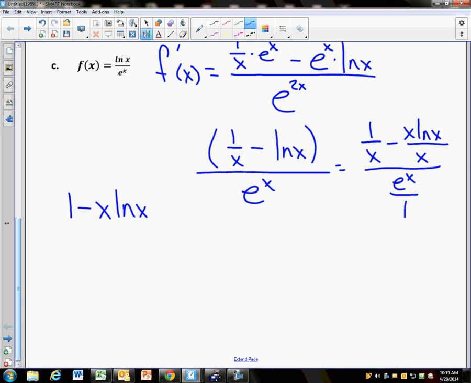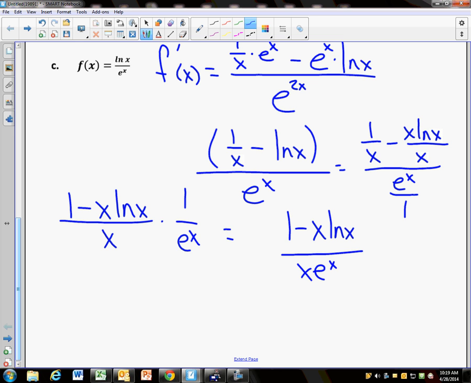One minus x natural log of x over x times, what's the reciprocal? 1 over e to the x. So your end result is 1 minus x natural log of x over x e to the x. That's your answer. I mean, the calculus isn't bad, is it?